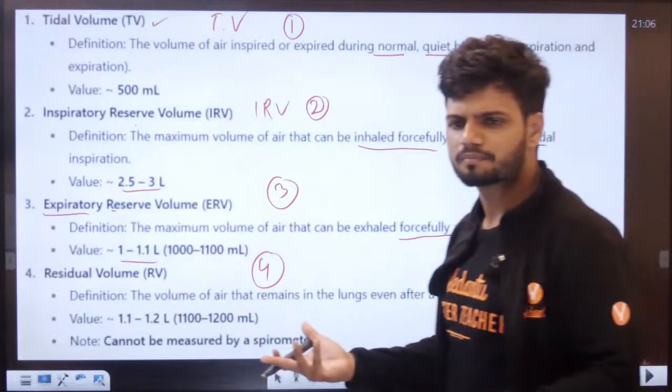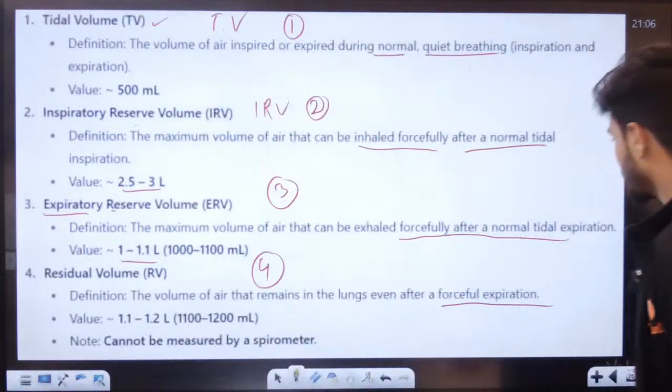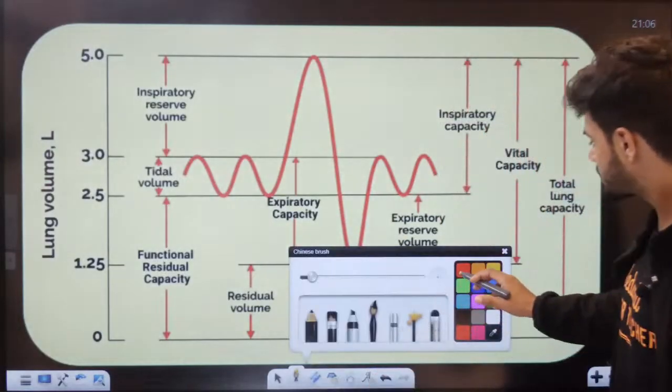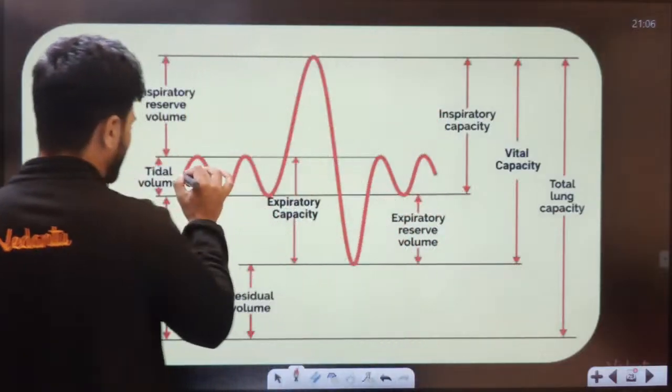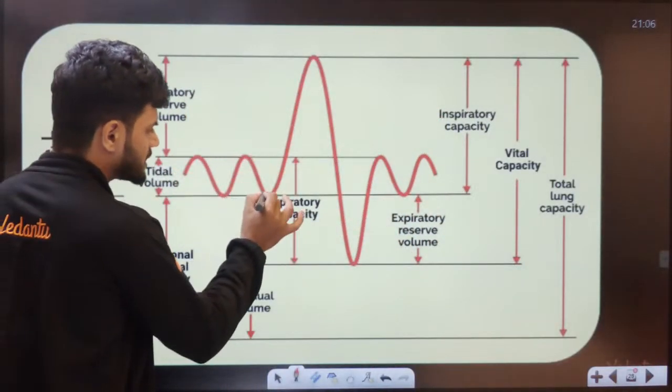That's all. So students, it is very easy. Here is a table which many students fail to understand. It's very simple, students. First is tidal volume. Tidal volume is what? Normal inspiration, expiration, inspiration, expiration.